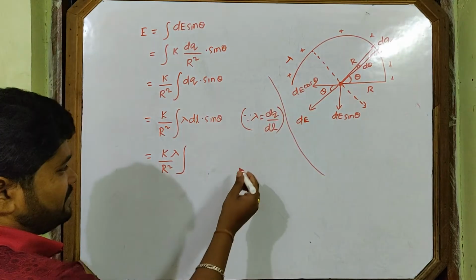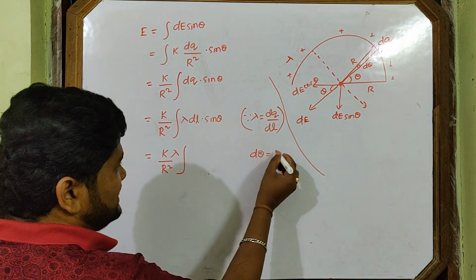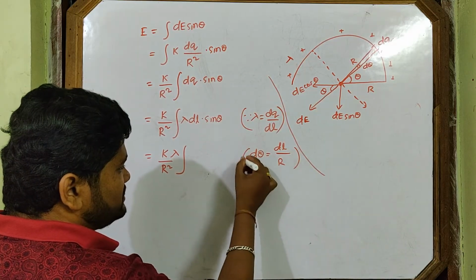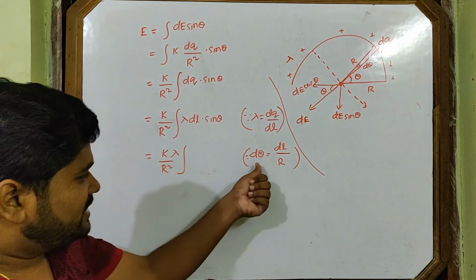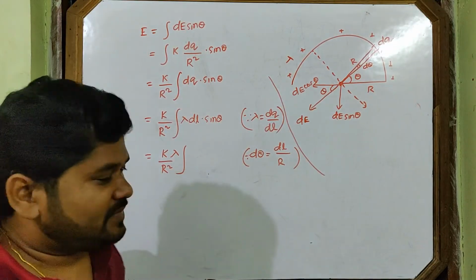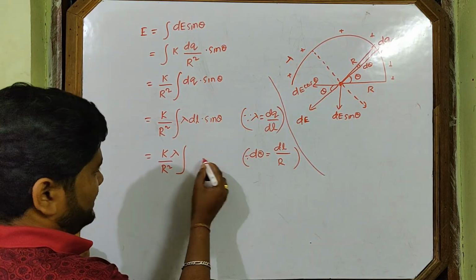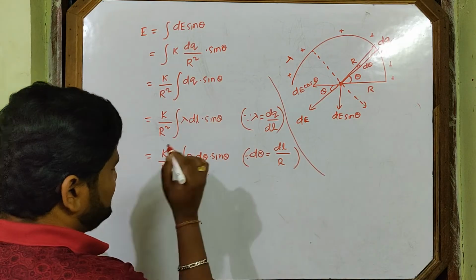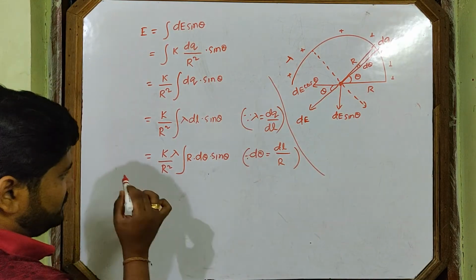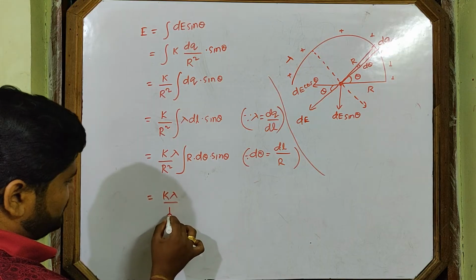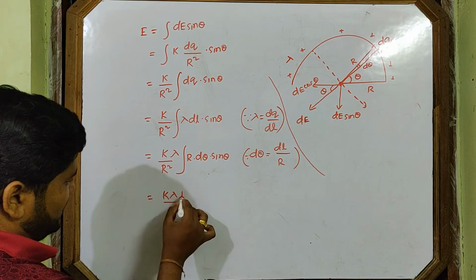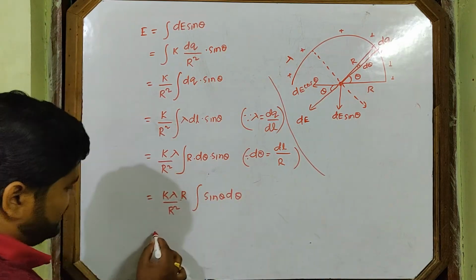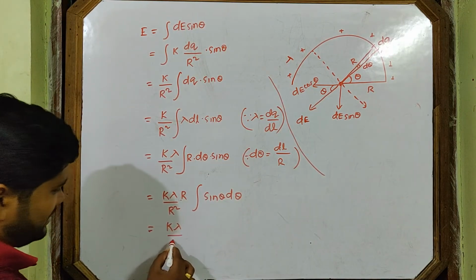You use the sector formula here. d theta is the central angle. Theta is equal to L by R. You know this expression from lower classes: theta is L by R in a sector. I put it, so dl is R into d theta. So now k lambda by r square, then again r comes outside, integration of sin theta d theta, and this becomes k lambda by r.